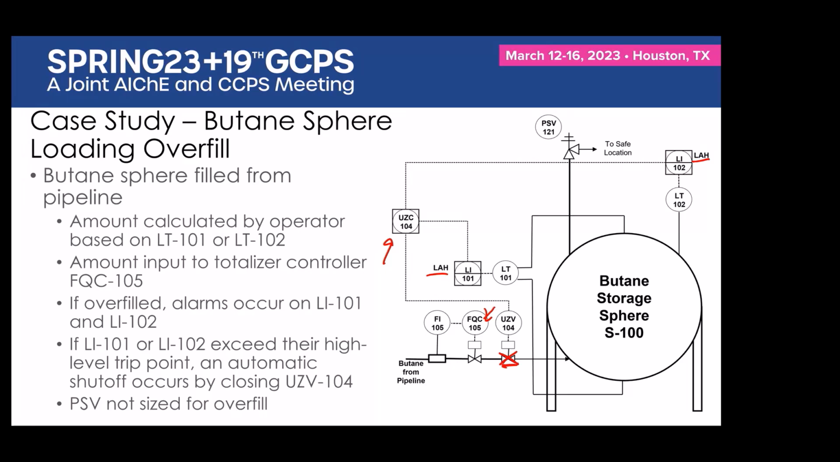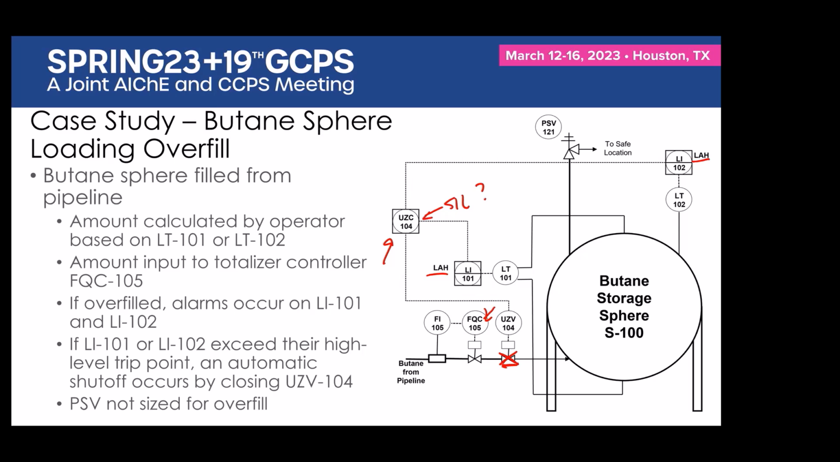Now, there is a relief valve, but like most relief valves on butane storage spheres, they are designed to blow off vapor, not liquid. So if you liquid overfill, your PSV 121 is going to be of no use to you. All right, so we are in risk analysis mode. We want to put a SIL target on this guy right here. What is my SIL for this particular function?